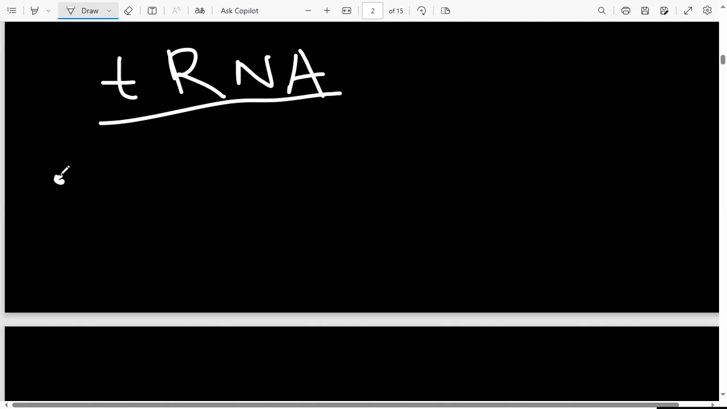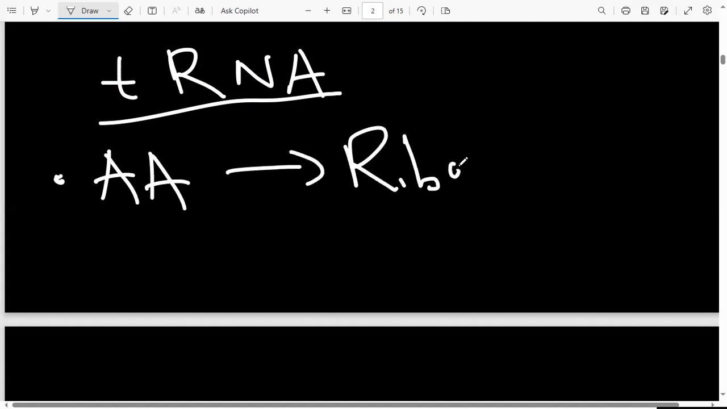So now get the difference. For mRNA, we said it carries genetic information from the DNA to the ribosome. But tRNA carries specific amino acids to the ribosome. So we can describe tRNA as transfer RNA. It's transferring these specific amino acids to the ribosome.